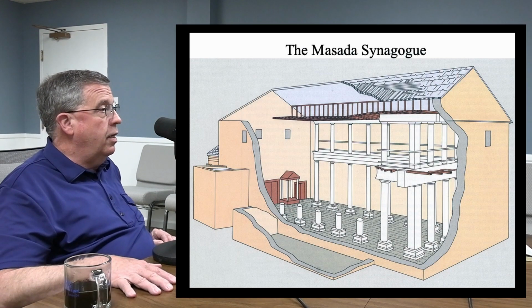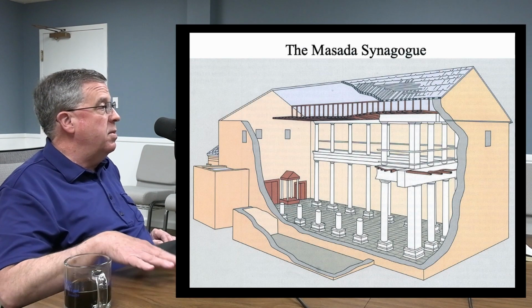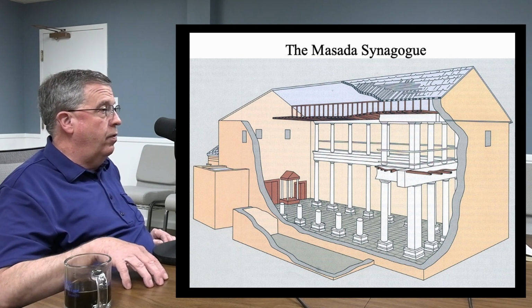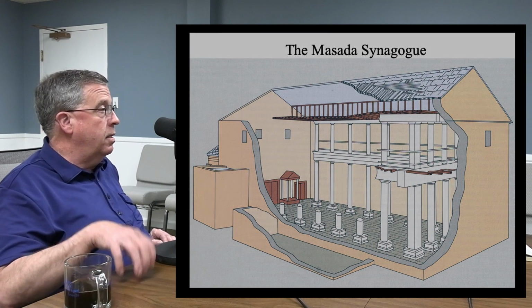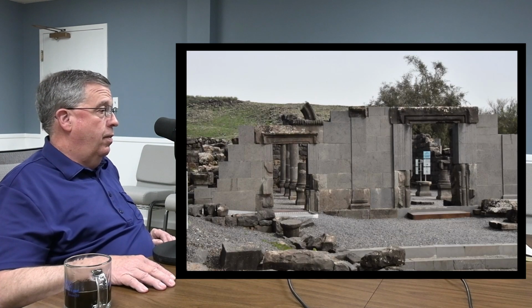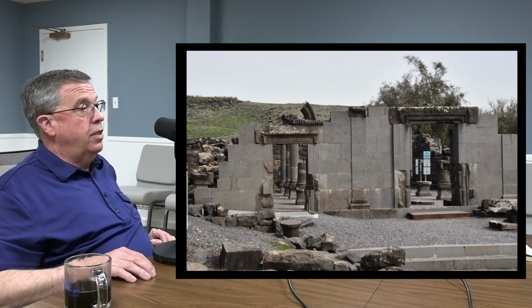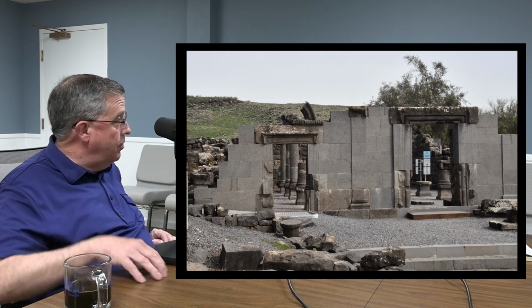The community of Qumran, where the Dead Sea Scrolls were found, there's a synagogue at Qumran. There's a synagogue at Masada. There are synagogues found all over, like in Magdala, where Mary Magdalene was from. There's a first century synagogue. There's a synagogue in Capernaum, ruins of one. There's a synagogue in Chorazin. There's synagogues all over the place.